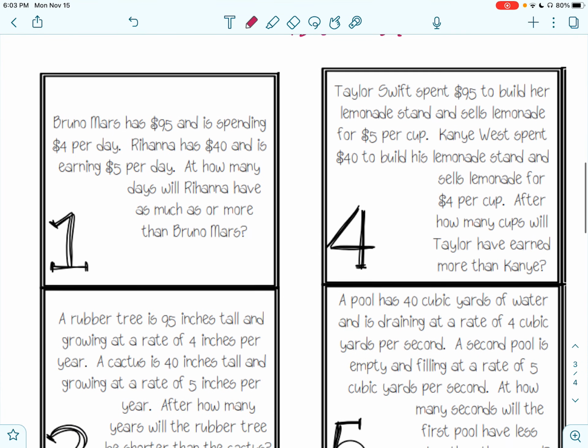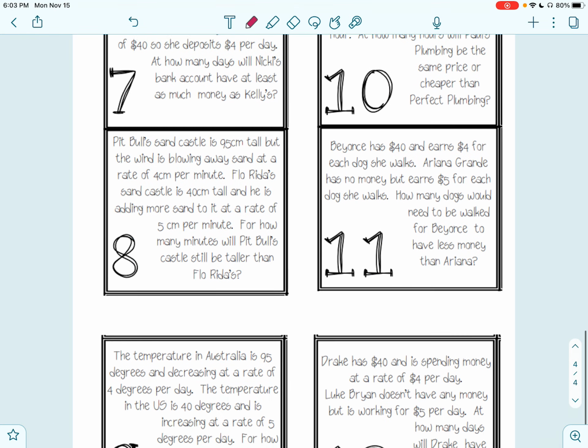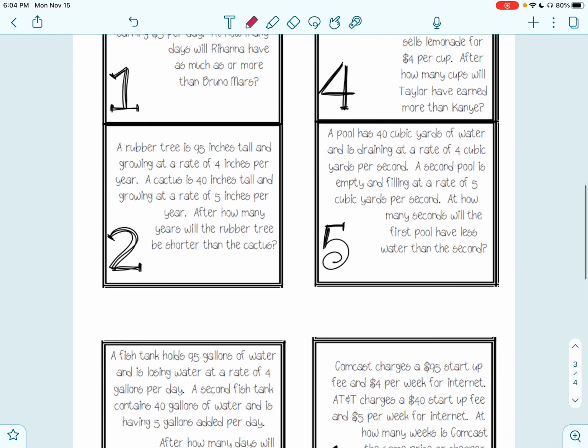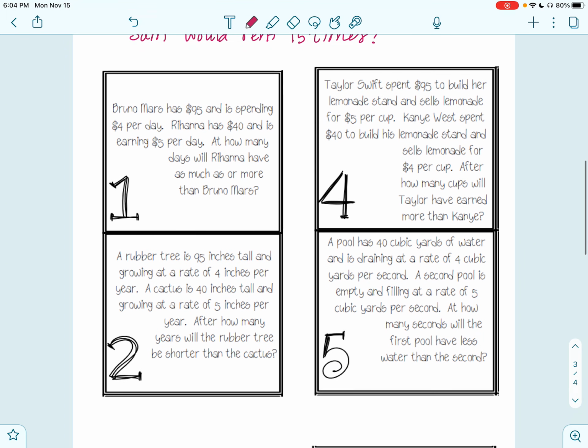Again, hit pause when you need it. What you have next is 12 questions. Okay, they're all right here. 12 questions that are on Schoology, and they ask you to make a match. So what I would do right here is show your work and then try to choose what you've got. Because when I see this, like Bruno Mars has 95 and is spending $4 a day, okay, I would have trouble making those equations up myself.